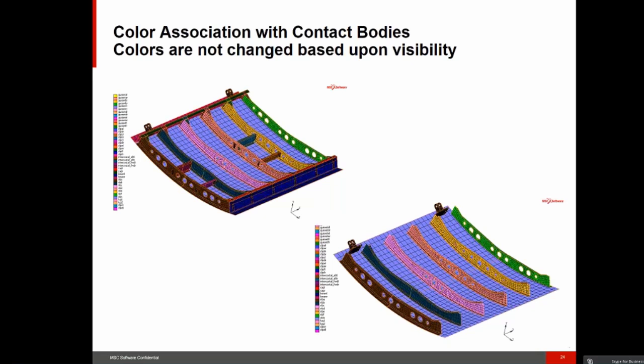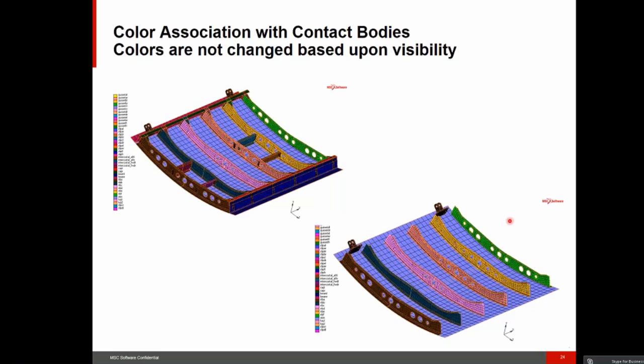If we had this geometry, and you might be familiar with it from seeing an Apex webinar, this is a landing gear door. There are quite a few bodies associated with it. If you removed some bodies or parts from the visibility, the colors would change. In March 2017, the colors do not change. And in fact, that color is provided to Marc.